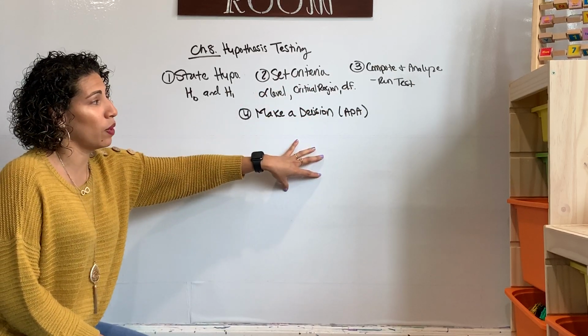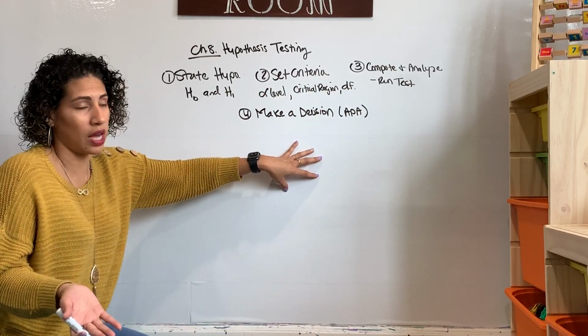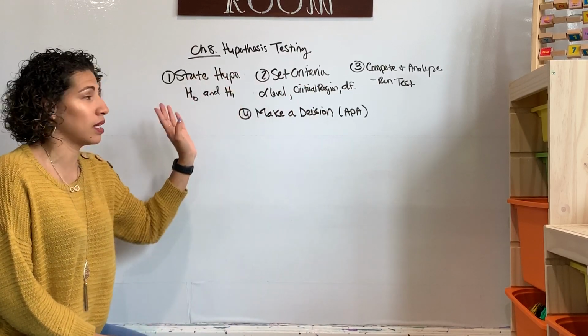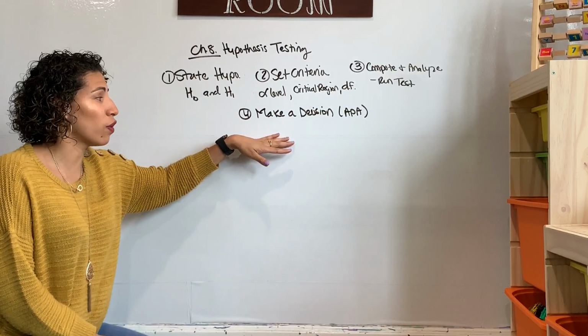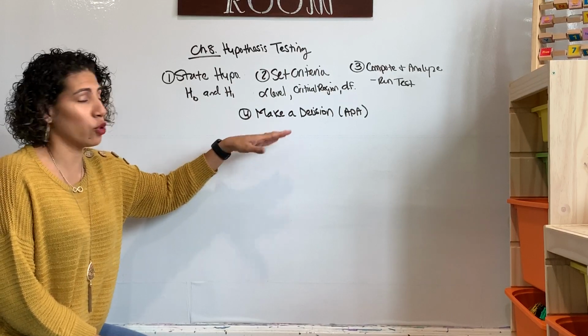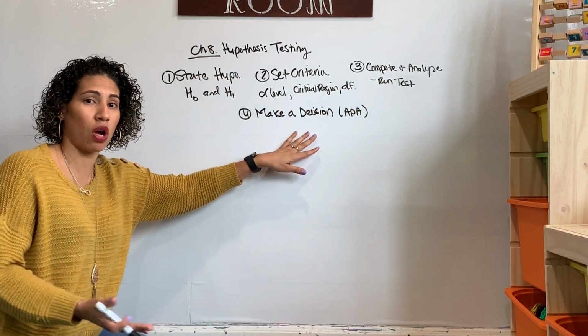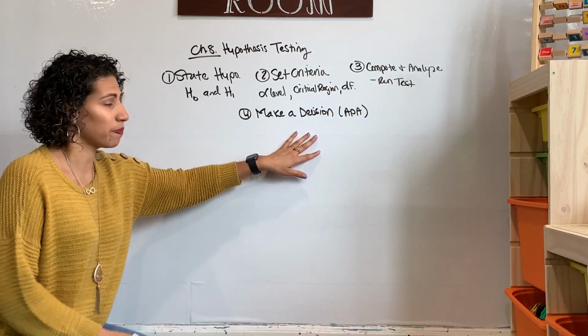The third is compute and analyze. In other words, you're going to run the test, and the results you'll compare back to steps 1 and 2. And so the final thing you would do is make your decision, and you'll report that in APA format because we're talking about psychological statistics.